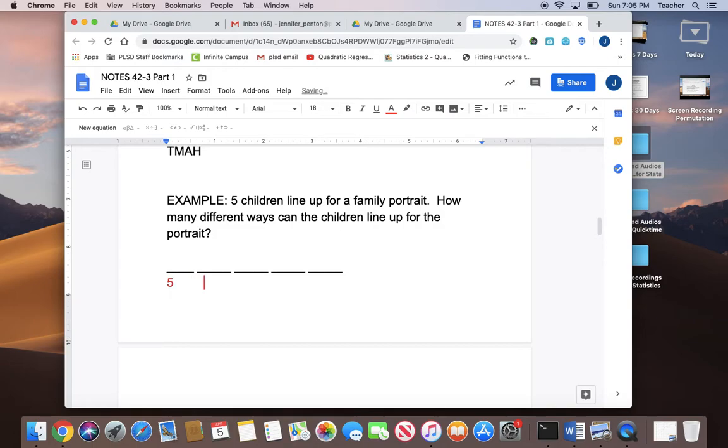But then I have 4 choices for the child that will stand in the second position. Then I only have 3 choices. Then I have 2 choices. And then I have 1 choice. So the number of different ways the children can line up for the portrait is 5 times 4 times 3 times 2 times 1. And so if you do that in your calculator, you get 120. And once again, notice that this is equal to 5 factorial.